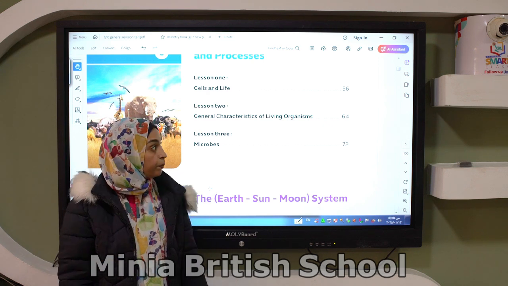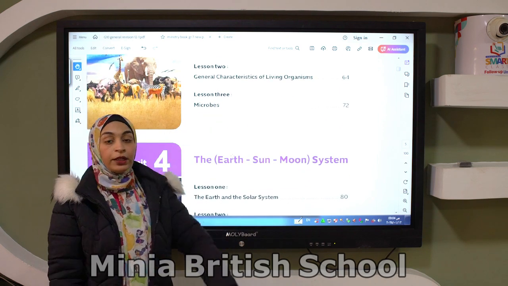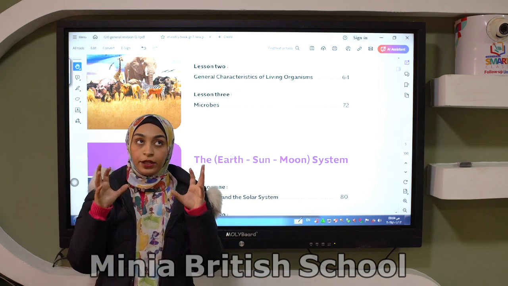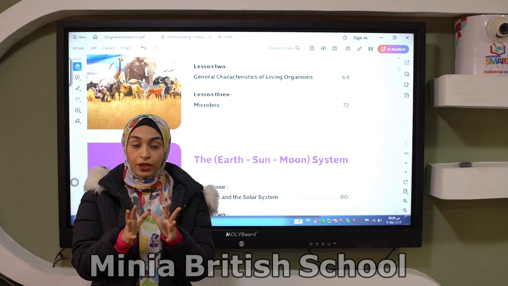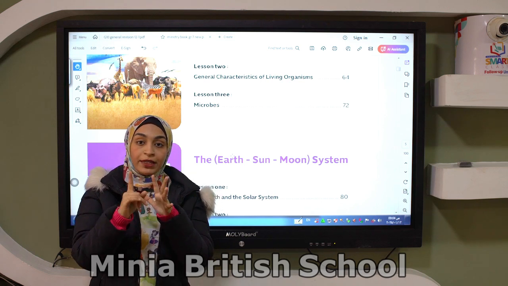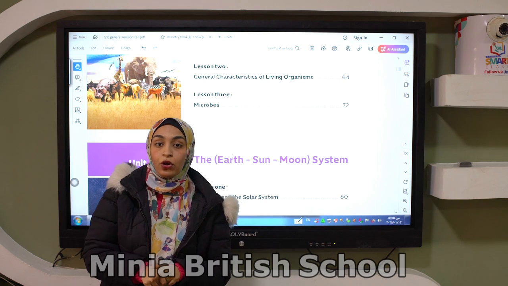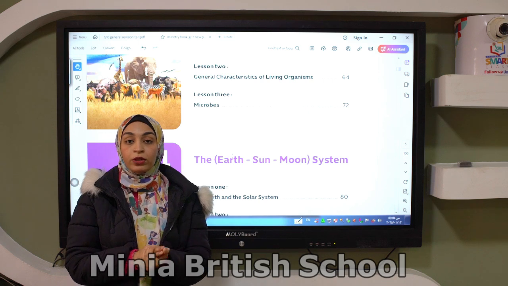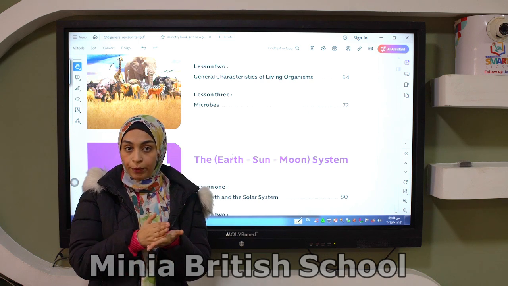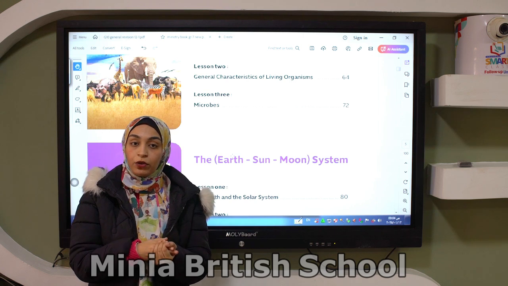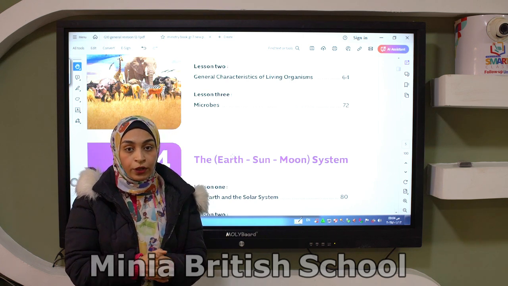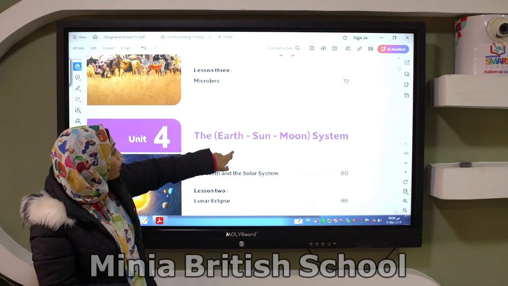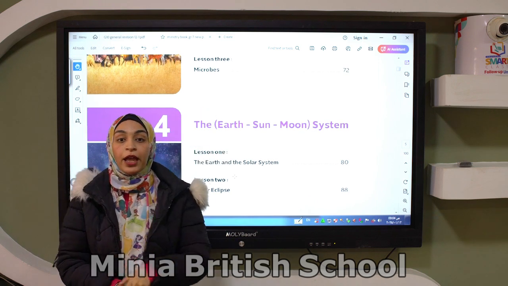In lesson 2, we talk mainly about the general characteristics of living organisms. Actually, the vital processes that happen in humans, animals, and plants. The most important of these processes are nutrition, respiration, reproduction, and excretion. And how does each process happen inside the body of the living organism, and don't forget to keep well the function of each organ inside each living organism. In lesson 3, we started talking about the microbes.